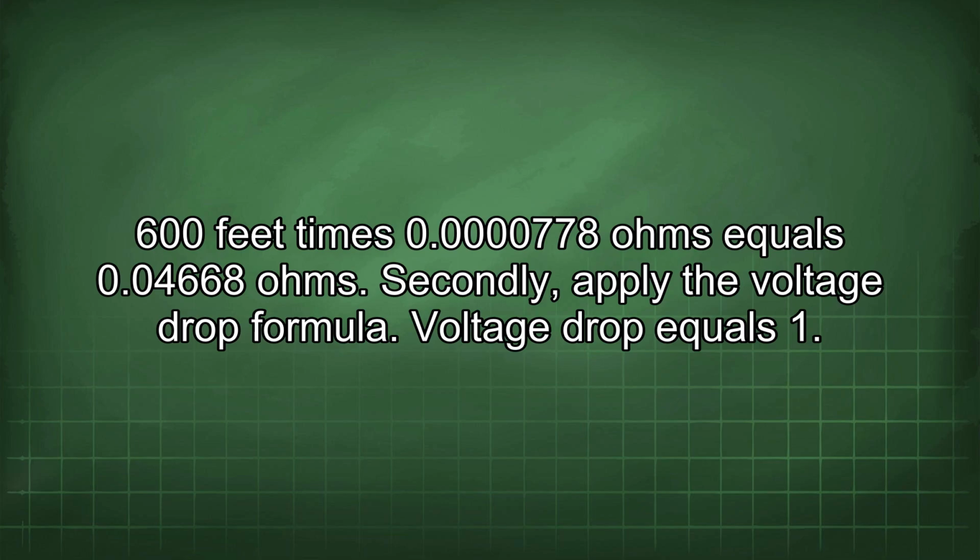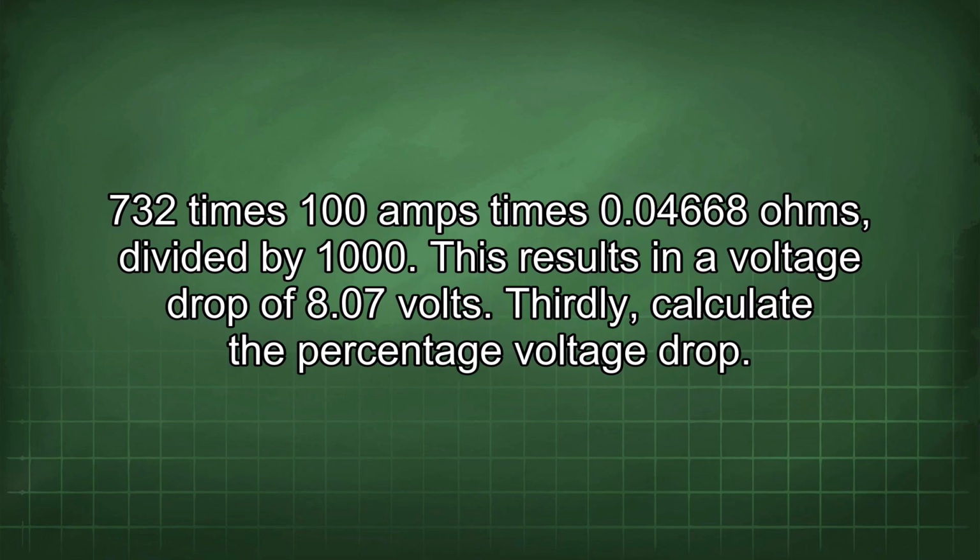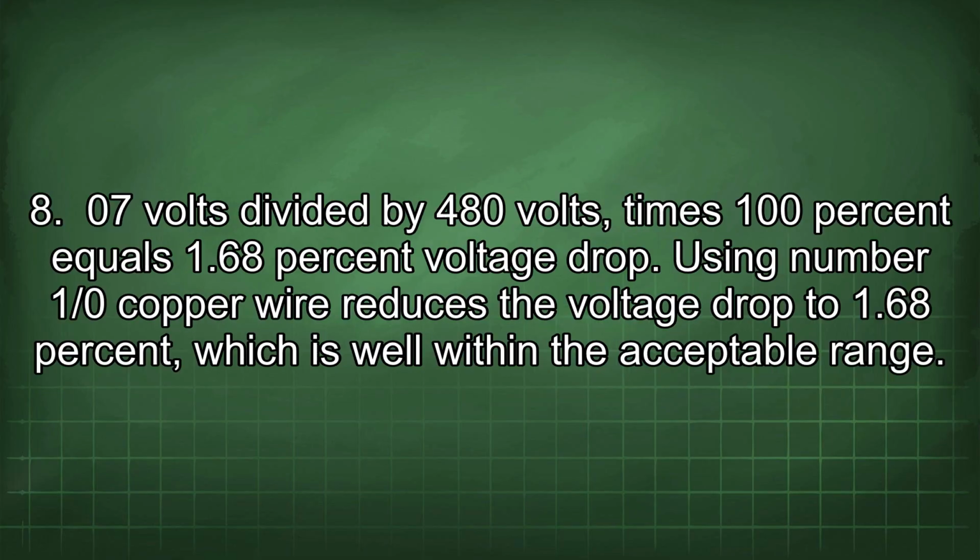Secondly, apply the voltage drop formula. Voltage drop equals 1.732 times 100 amps times 0.4668 ohms divided by 1000. This results in a voltage drop of 8.7 volts. Thirdly, calculate the percentage voltage drop. 8.7 volts divided by 480 volts times 100% equals 1.68% voltage drop. Using number 1/0 copper wire reduces the voltage drop to 1.68%, which is well within the acceptable range.